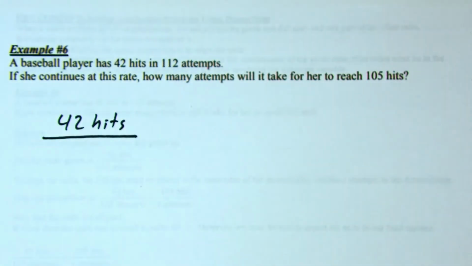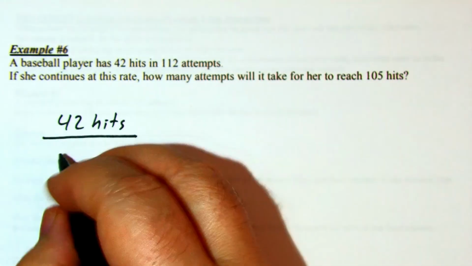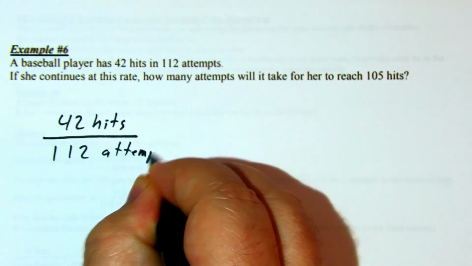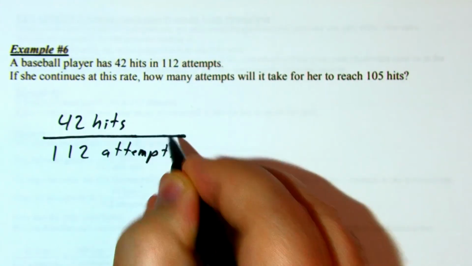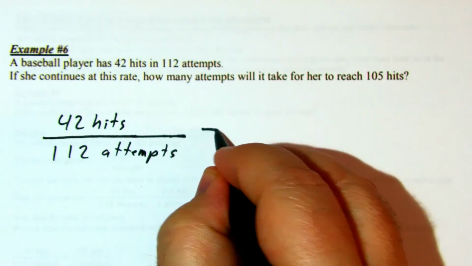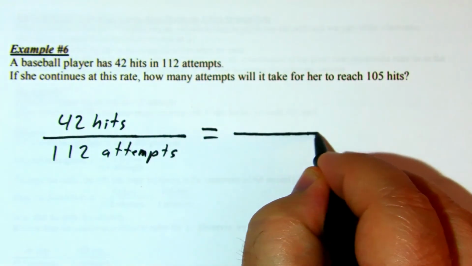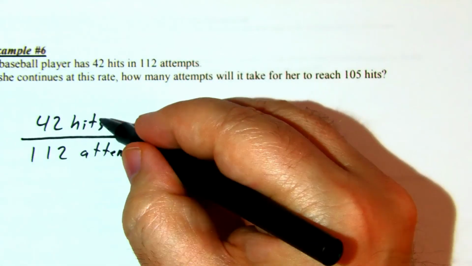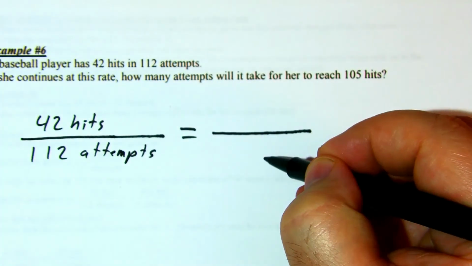Please write the units. I'll tell you why in a minute, but it's super important to start out with these units. 42 hits over 112 attempts. I ran out of room, so I just made my fraction a little bigger. It actually turns out, if you flipped this, you could still survive the problem. If you put the attempts on top and the hits on the bottom, because we're going to have similar information in the rest of the question, we just have to make sure that since we put hits over attempts, we do hits over attempts on this side.